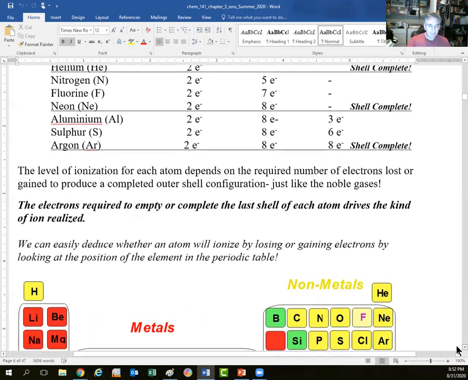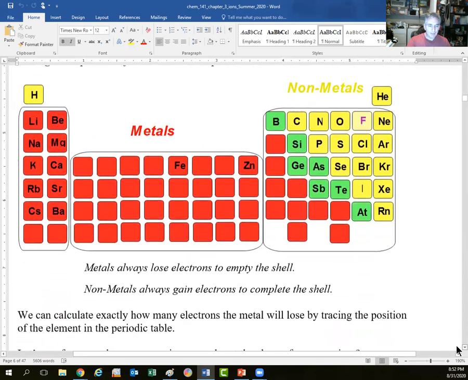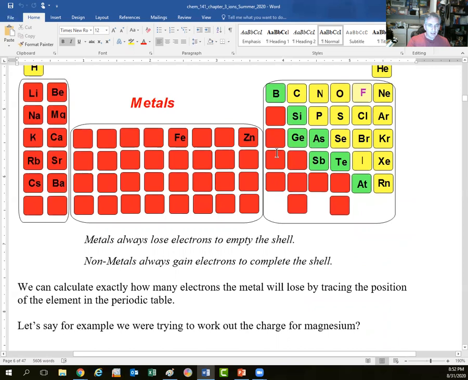So that's our split. It's a metal bonding with a non-metal. The metals lose electrons, the non-metals gain electrons. That's the only kind of chemical bond we're looking at in chapter 3. We're not looking at metals with metals, that's a higher level of chemistry, and we're not looking at non-metals with non-metals. We'll deal with that in chapter 4.